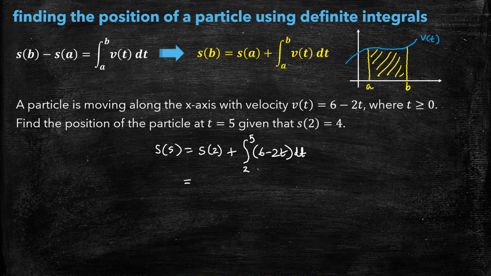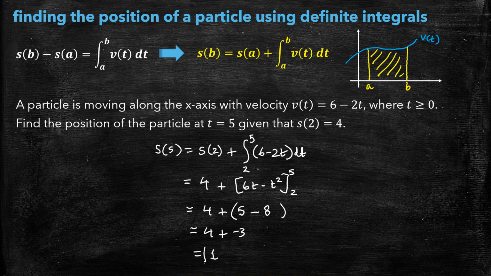We're getting good at this now, so that's 4. I mean, the antiderivative, we're pros at this, from 2 to 5. Notice we don't need a plus c because we're using a definite integral. That would be 4 plus, if we plug 5 into that, we get 30 minus 25, which is 5. Then if we subtract whatever we get when we plug in 2, which is 8, we get 4 plus negative 3, which equals 1, as we got in the previous example. But this method is a little more elegant.